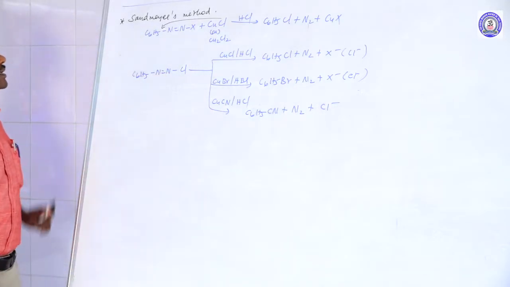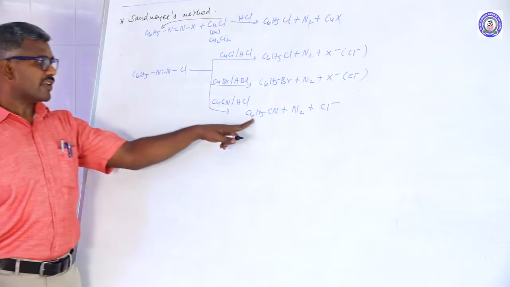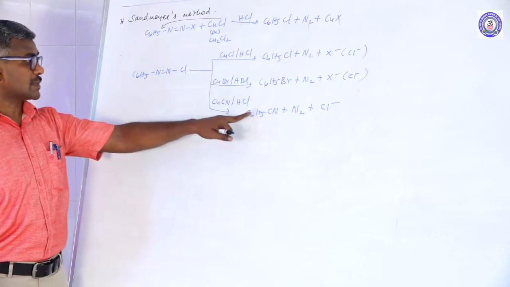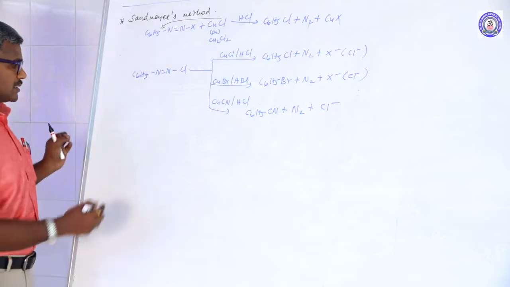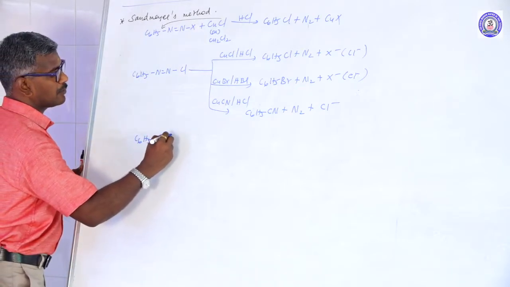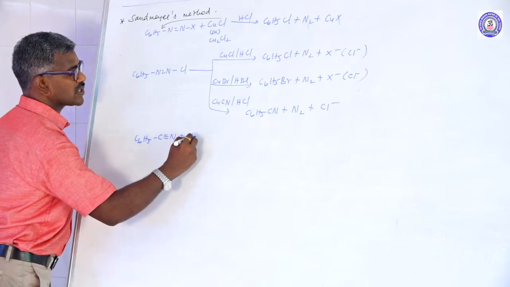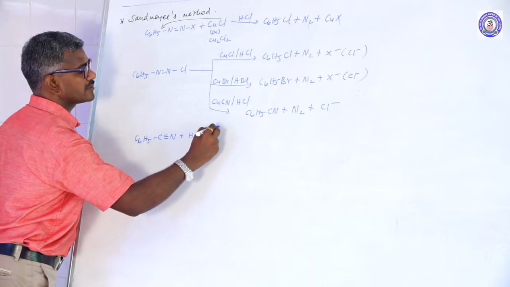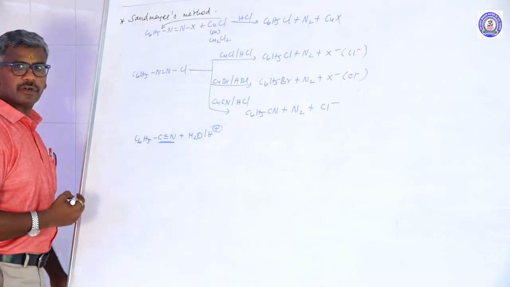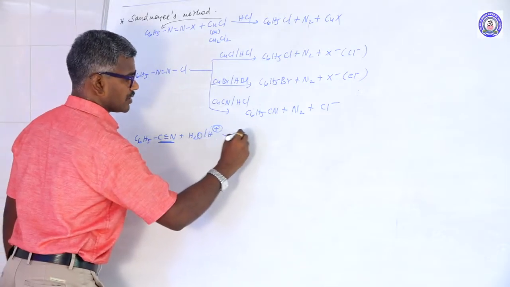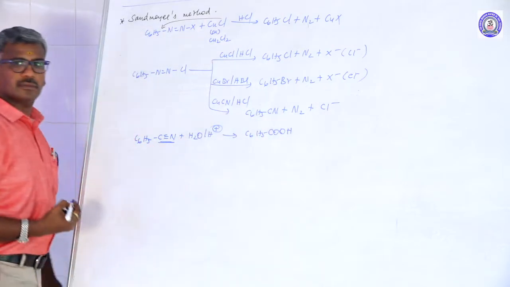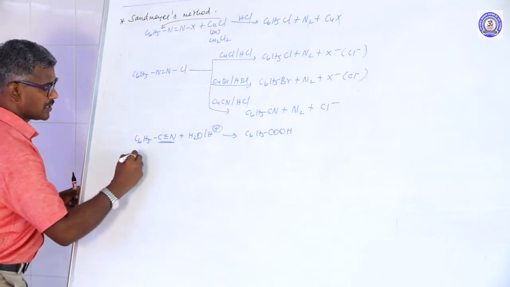This Sandmeyer method gives phenyl cyanide. Phenyl cyanide is also a special type of Sandmeyer method. Here C6H5CN undergoes acid hydrolysis. Undergoing acid hydrolysis means the CN group is converted into a carboxylic acid, C6H5COOH. How does it react in this reaction?